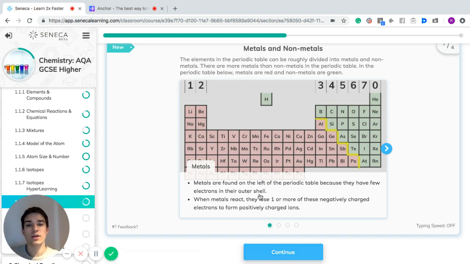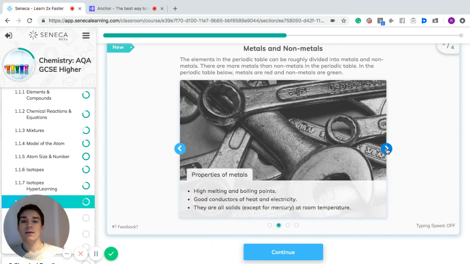So when metals react, they lose one or more of the negatively charged electrons they have to form a positively charged ion. Some of the properties of metals are that they have a high melting and boiling point. They're good conductors of heat and electricity generally, and they're all solids except for one, which is mercury, when they're at room temperature.